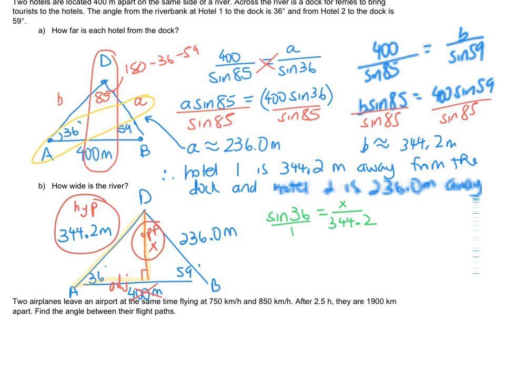I can put my sine 36 over 1 and do a quick cross multiplying so that x is equal to 344.2 times sine 36, and we get approximately 202.3 meters. So therefore, the river is 202.3 meters wide.